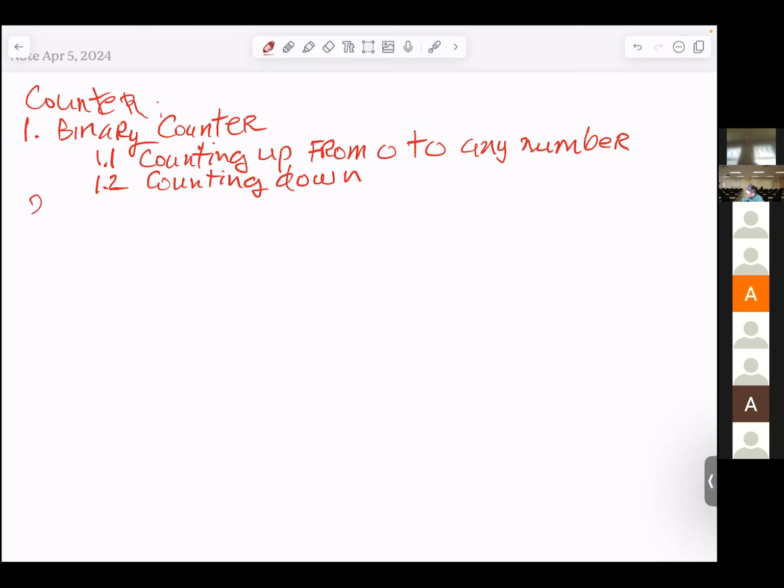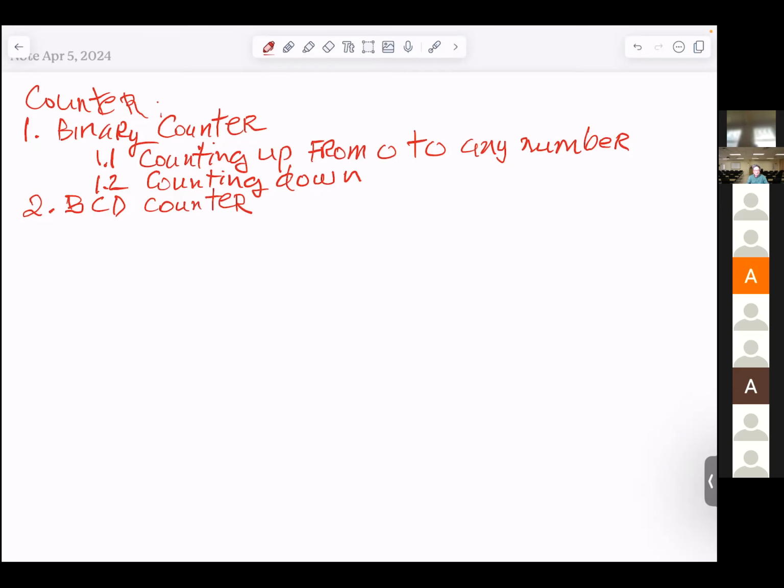Number two, BCD counter. What does BCD stand for? Binary code decimal. Perfect. Binary code decimal. Okay? So basically, this is binary, but they work like a decimal.